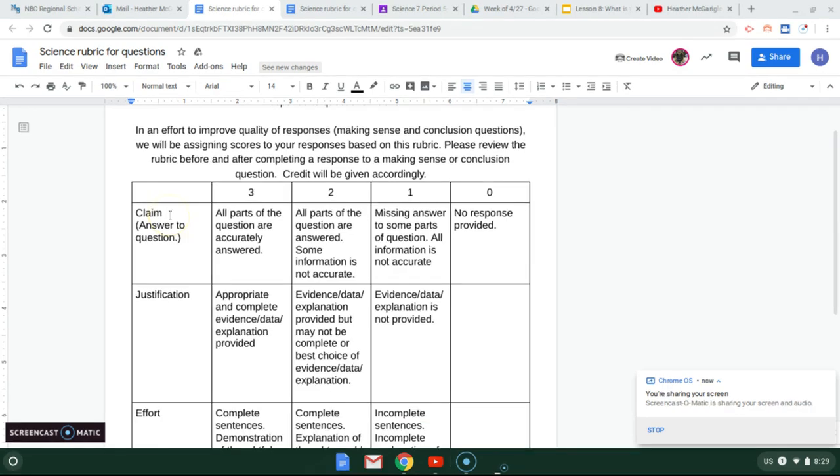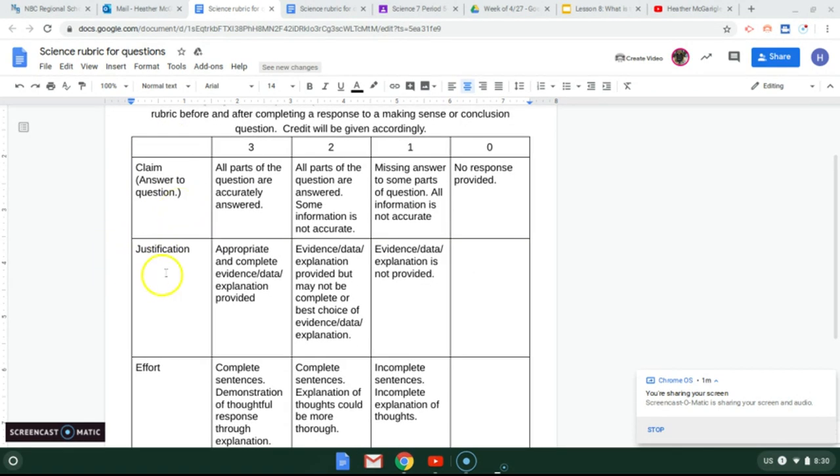Okay, so let's look at the first one: claim, answer to the question. So that's the claim, the answer to your question. A 3, all parts of the question are answered accurately. So all parts of the question are correct. A 2, all parts of the question are answered, some information is not accurate. 1, missing answer to some parts of the question, all information is not accurate. Or 0, no response provided. Okay, so we're looking for accurate answers here in all parts of your question for the claim.